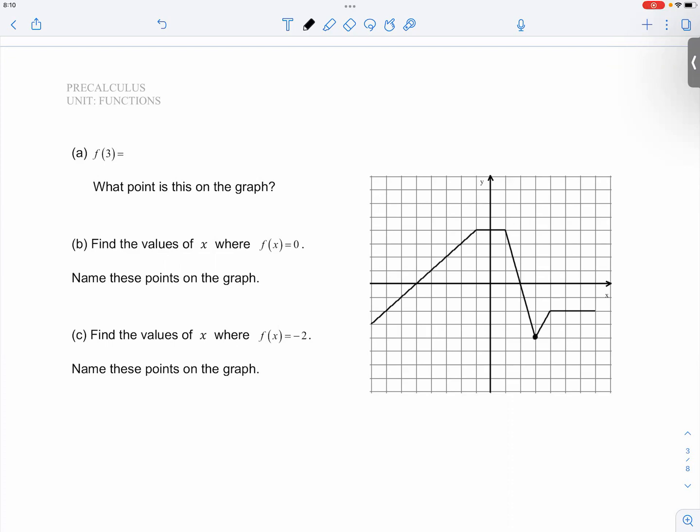F of 3, it's right here. That would be a -4. So what point is this on the graph? That would be 3 comma -4. That's extremely easy. I don't think anybody would miss it. And what makes it challenging is the next question, because students, again, brain likes to make convenient assumptions. So for part B, find the values of x where f of x is 0.